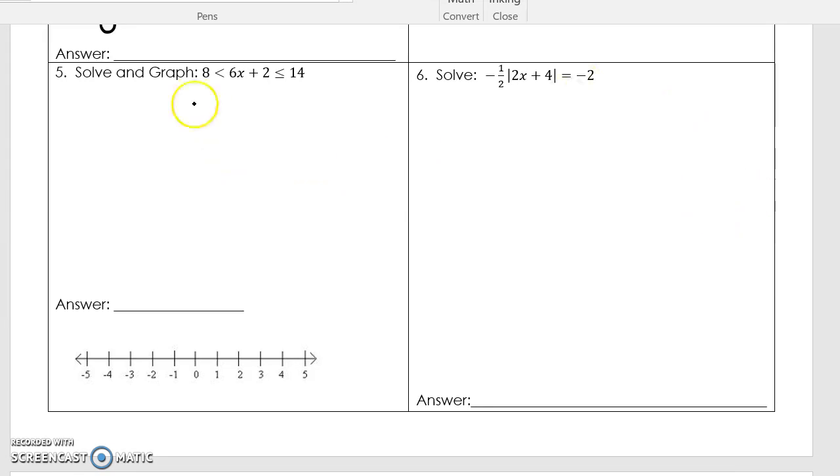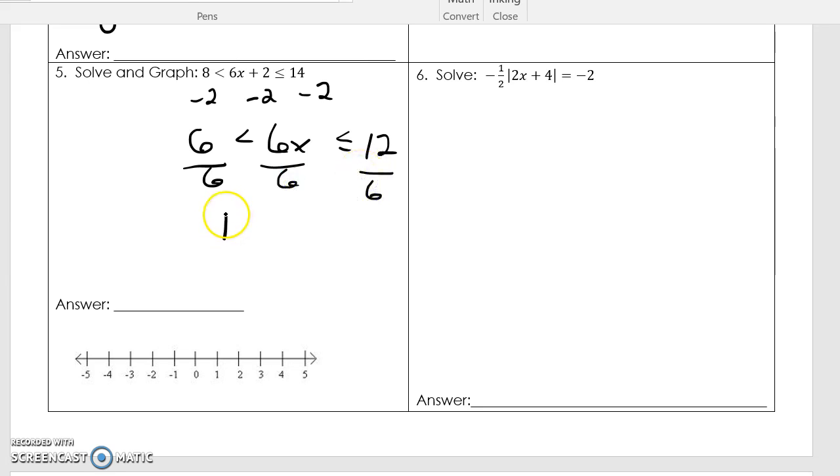All right. Solve and graph. When you look at this, I hope that you see that it's an and inequality. Your goal is to get that x by itself in the middle. That's what makes it an and inequality. So subtract 2 from all the parts. 6 is less than 6x is less than or equal to 12. You're going to divide by 6. And so 1 is less than x is less than or equal to 2.